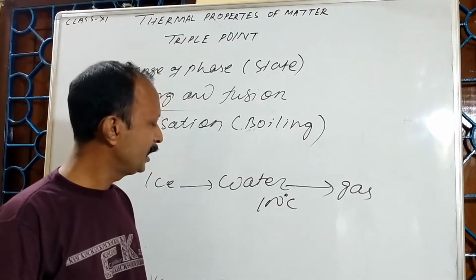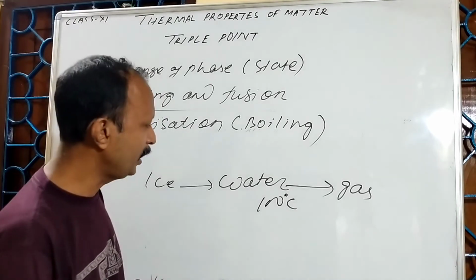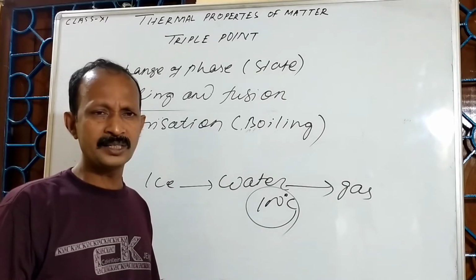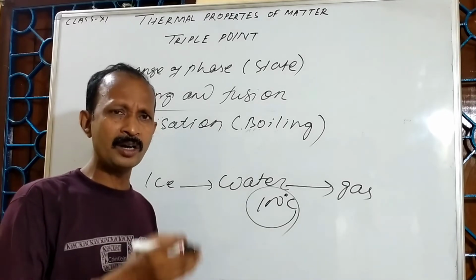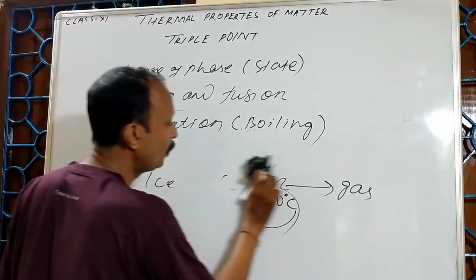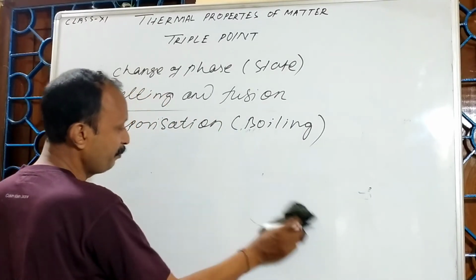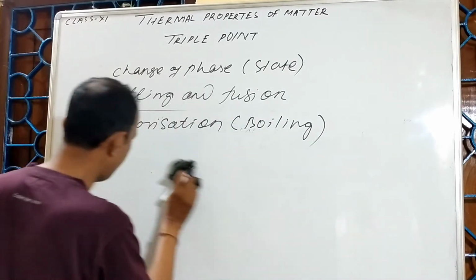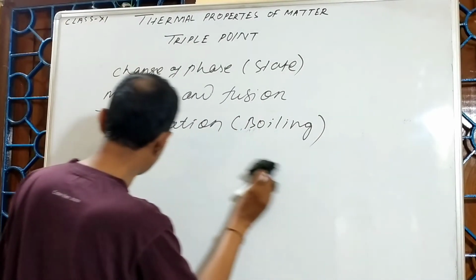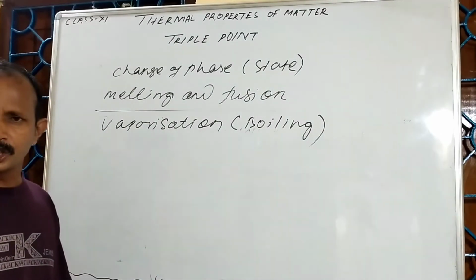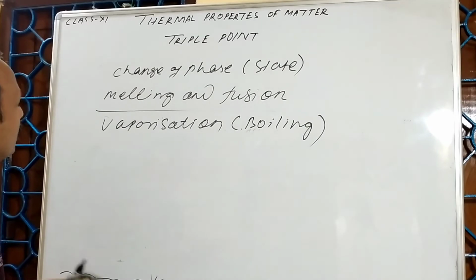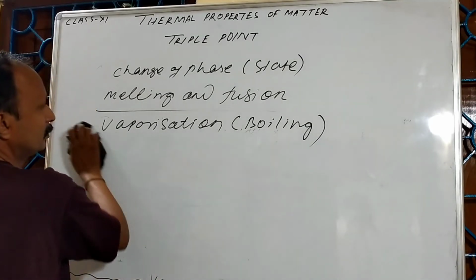For example, at standard pressure, the boiling point of water is 100 degrees Celsius. That means until the entire water converts into water vapor, there will be no change in temperature. So I can say that the process of changing a liquid into gas at a constant temperature is called boiling.